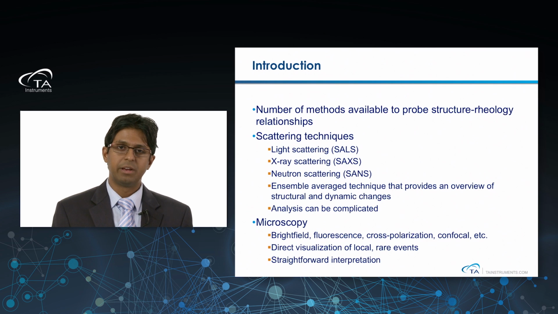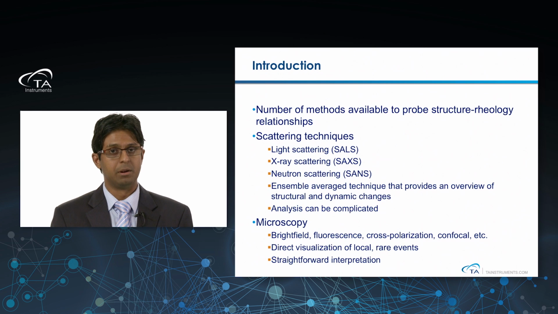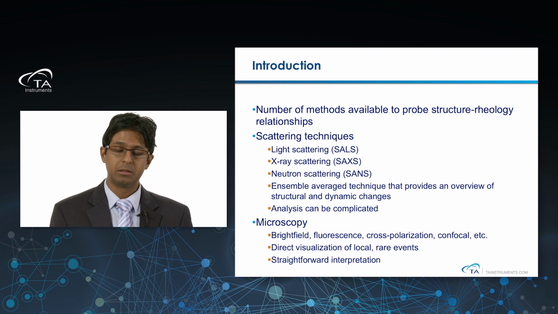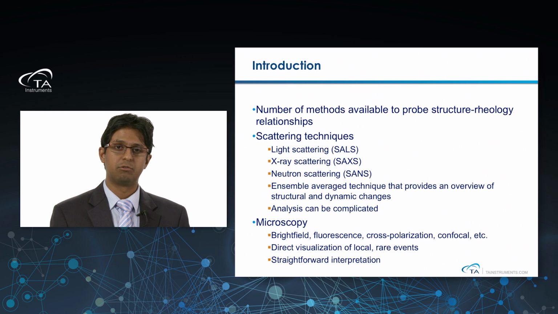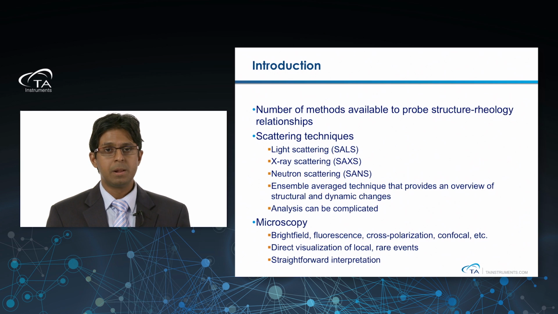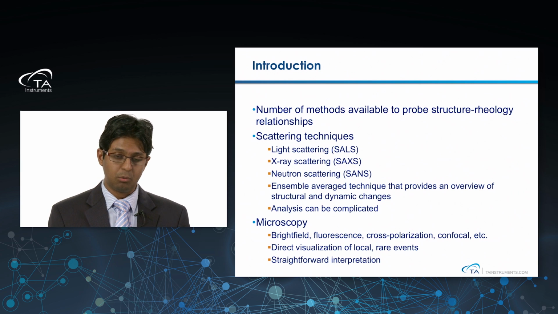So there are a number of methods available to probe and investigate the relationship between a sample structure and its bulk rheology. Of these, scattering and microscopy are probably the two most popular methods. There are other methods available like MRI velocimetry and UV speckle velocimetry as well. Scattering techniques basically involve shining light or neutrons or X-rays on the sample. It interacts with the sample and forms a pattern.